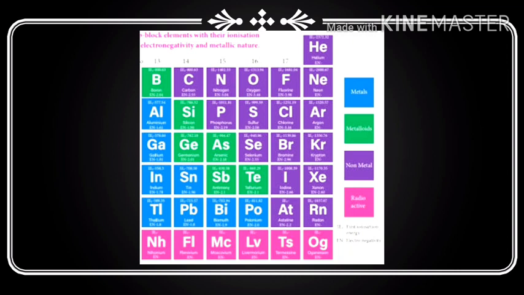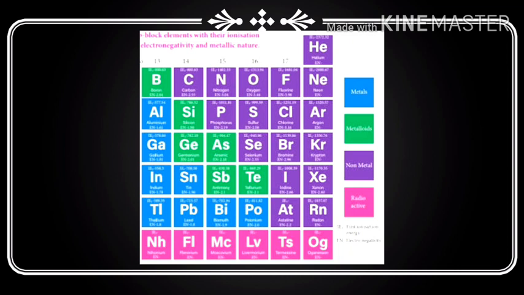Next, in group 15, the first element is nitrogen. So the 15th group contains nitrogen, phosphorus, arsenic, antimony and bismuth. In that, nitrogen and phosphorus are both non-metals. Then arsenic and antimony are metalloids, and bismuth is a metal. So in this group, nitrogen has the anomalous property. That is, nitrogen can form multiple bonds, like N double bond N, C double bond N, and so on.